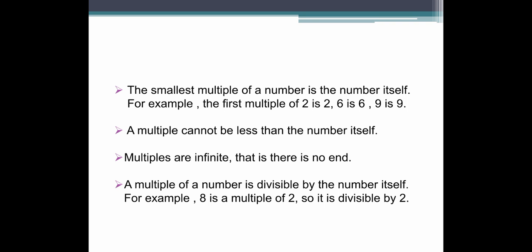Next, a multiple of a number is divisible by the number itself. That means you can divide the number. For example, 8 is a multiple of 2, right? And so 8 is divisible by 2. We can divide 8 by 2. So a multiple of a number is divisible by the number itself.